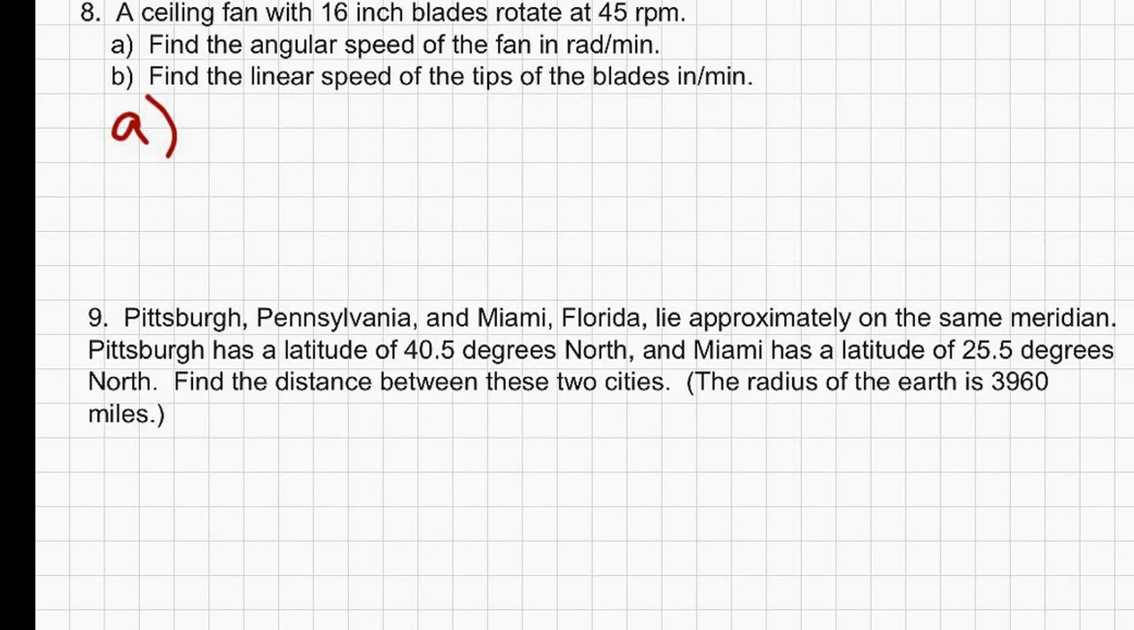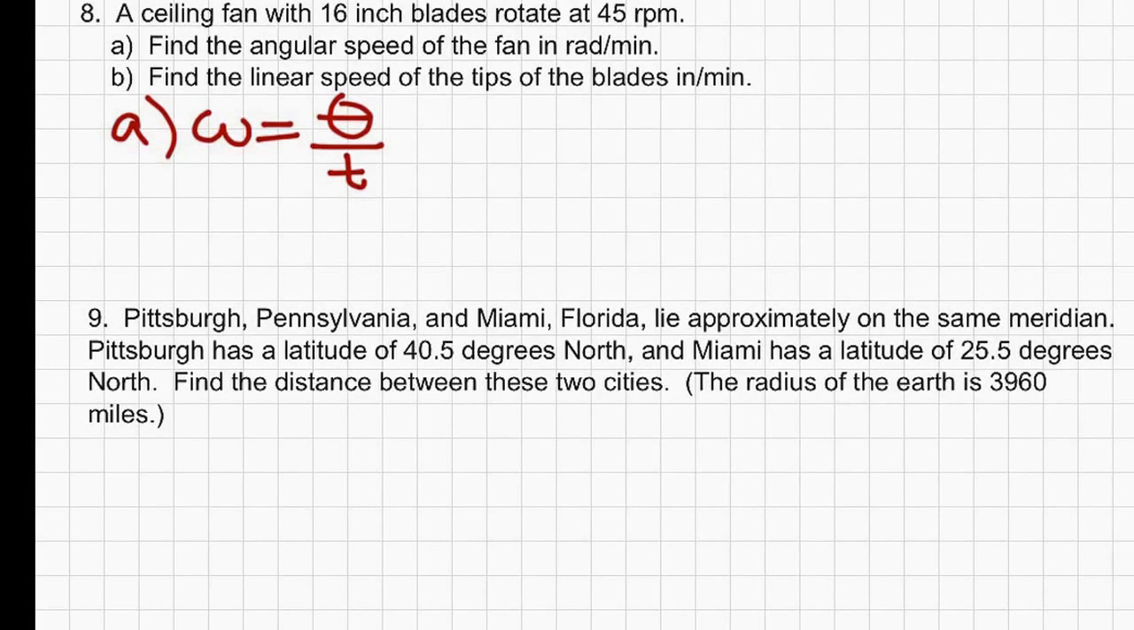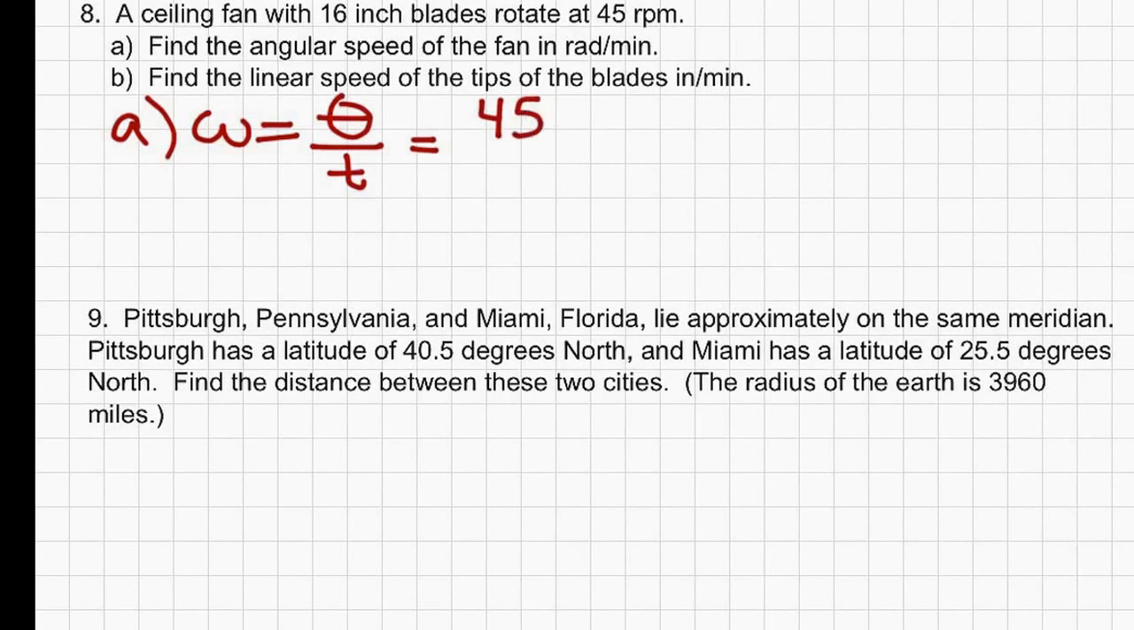We had said the angular speed, omega, is equal to the angle, theta, in radians, divided by the time. Well, we need to first find out what theta is. So this ceiling fan, the blades rotate 45 times every 1 minute. Well, we have to find out how many angle measurements in radians those blades have rotated. So you take the number of rotations and you multiply it by a full circle. And we're going to use 2 pi since theta needs to be in radians.